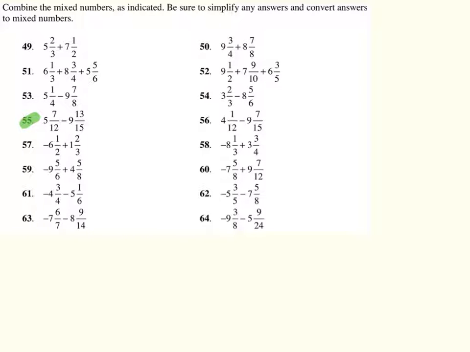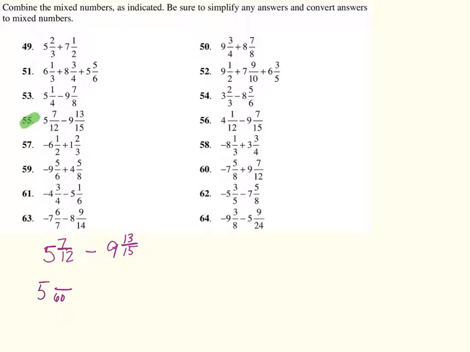Alright, number 55. We've got 5 and 7/12 minus 9 and 13 over 15. Okay, this one is going to take us a little bit more time because we have the denominators of 12 and 15. So if you have been practicing your multiplication skills, this might be a little easier for you. But try not to be overwhelmed with this. The common denominator between 12 and 15 is going to be 60. 12 can go into 60 5 times, while 15 can go into 60 4 times. Okay, so let's make the adjustments.